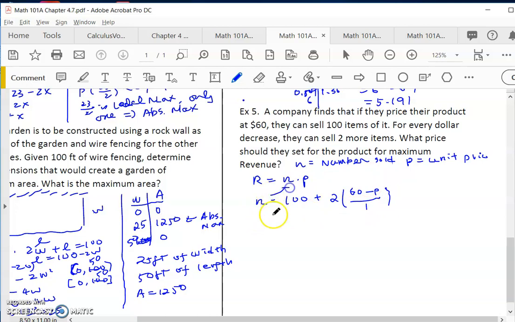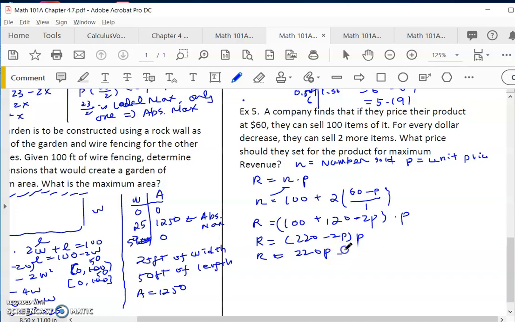Now you plug it in. Because you want to maximize revenue, R is 100 plus 2 times 60 minus P, times P. We should simplify it. So it's actually 220 minus 2P, times P. So revenue is 220P minus 2P squared. It's a very simple expression.